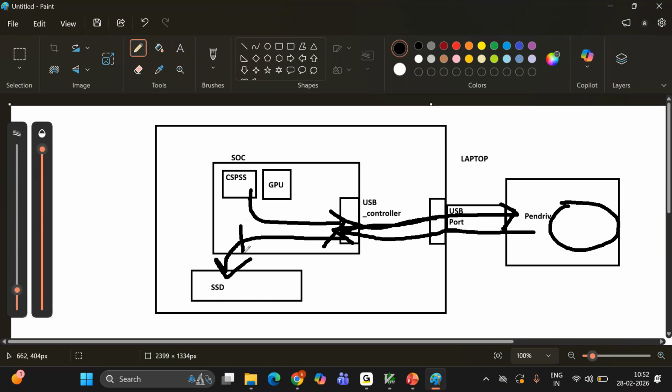In between there will be a memory subsystem. The USB controller will send the data to the memory subsystem, and the data will be stored in the SSD. Is this clear? I'm just trying to give you a top level understanding here. Did you understand this? Any questions? Do you have any questions online?